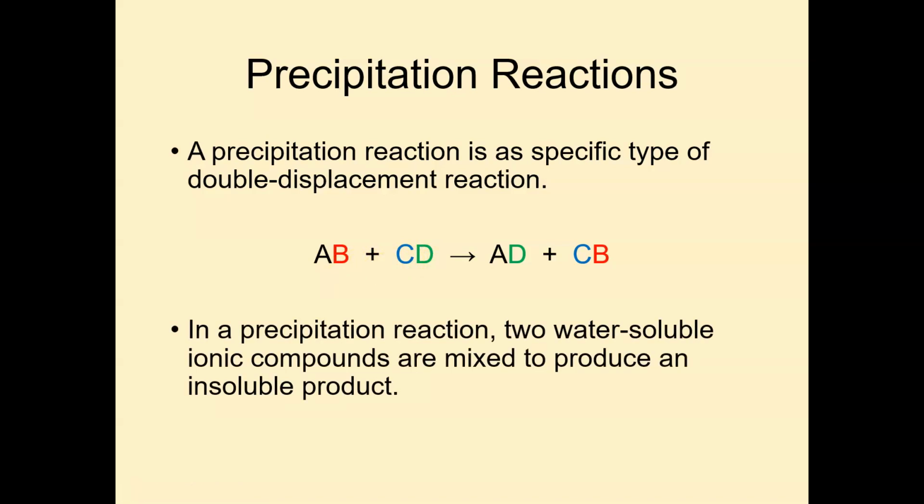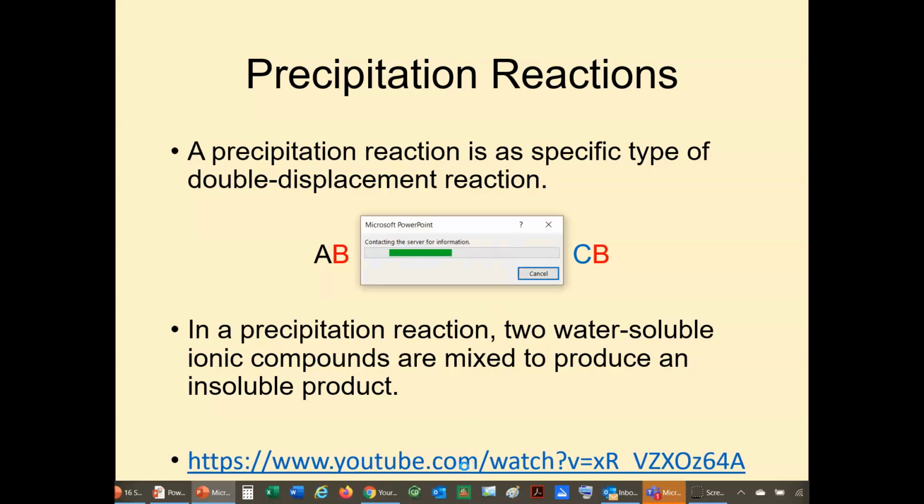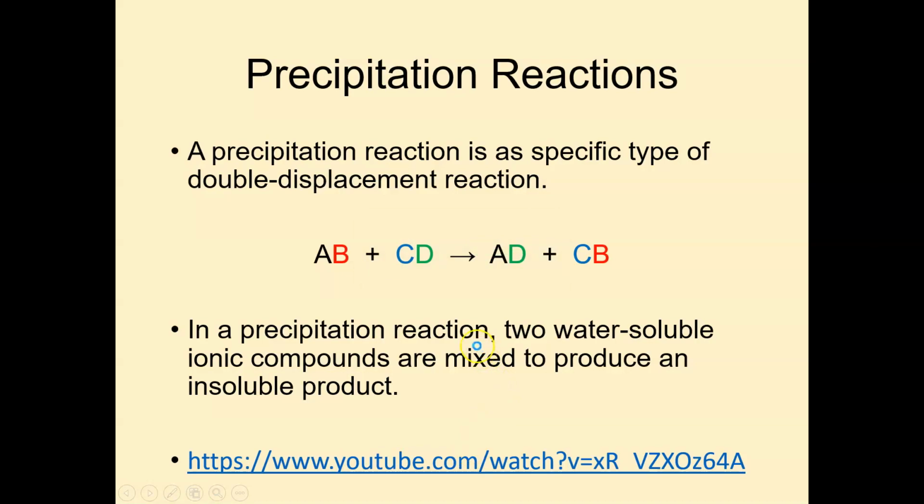And so in a precipitation reaction, these are all ionic compounds. In a precipitation reaction, both of your reactants are going to be soluble in water. But when you mix them together, you are going to produce one product that is not soluble in water. So let's just take a quick look at a video. And I believe this video actually comes out of the University of California at Berkeley, my alma mater.